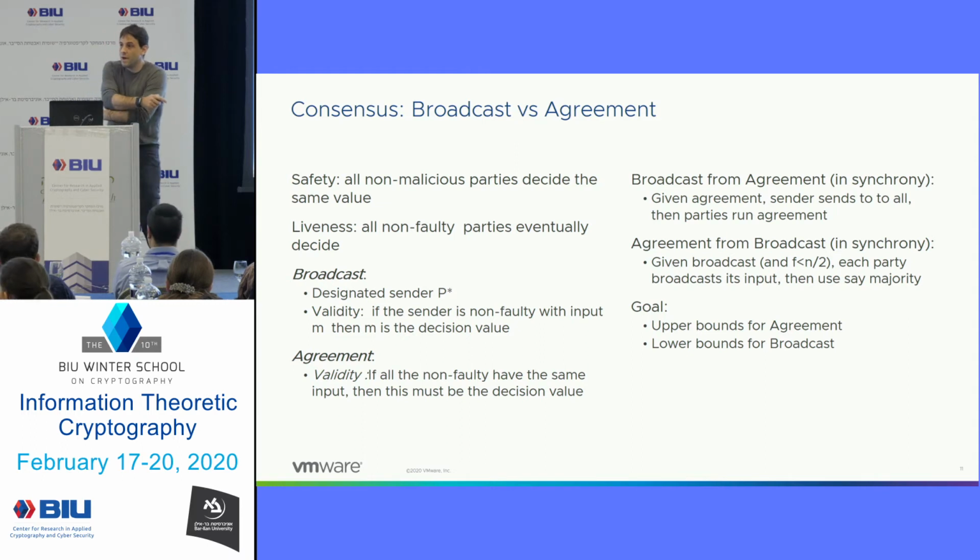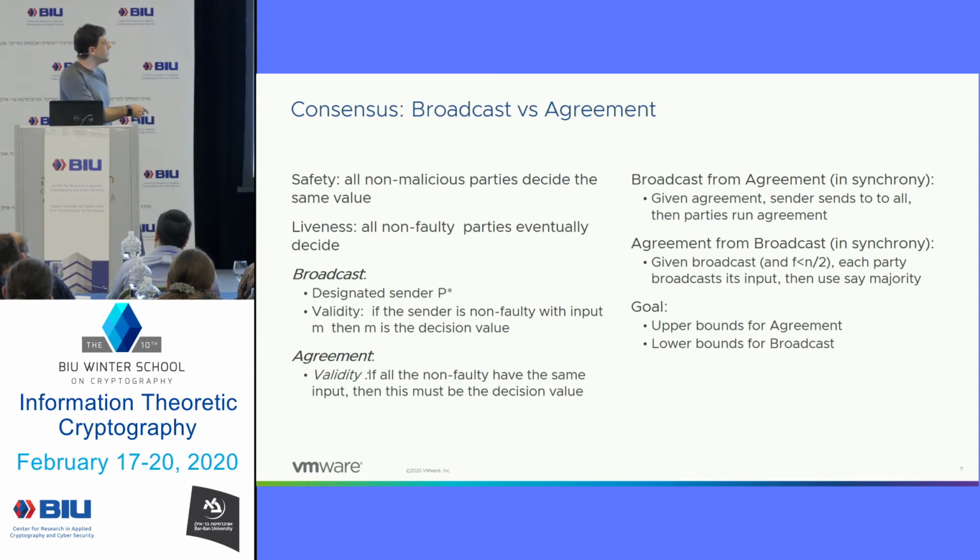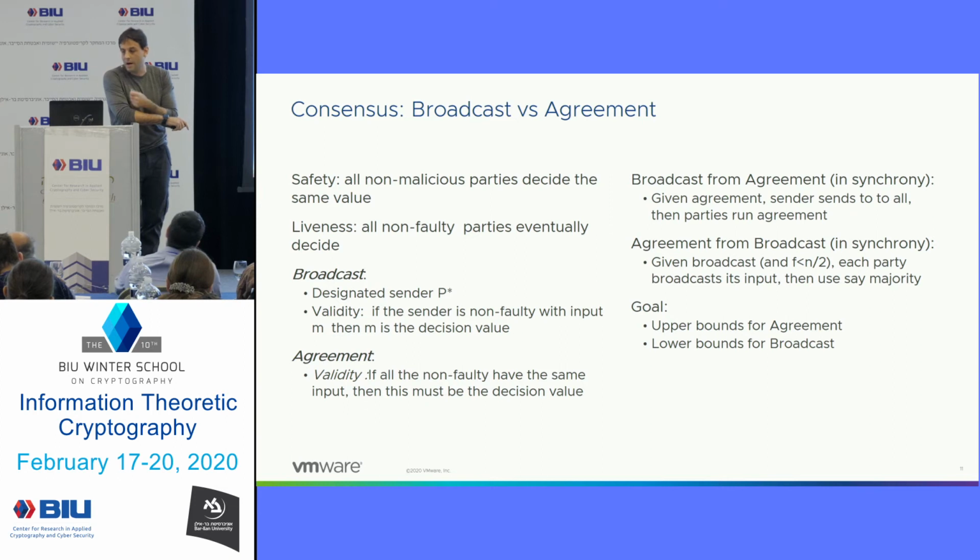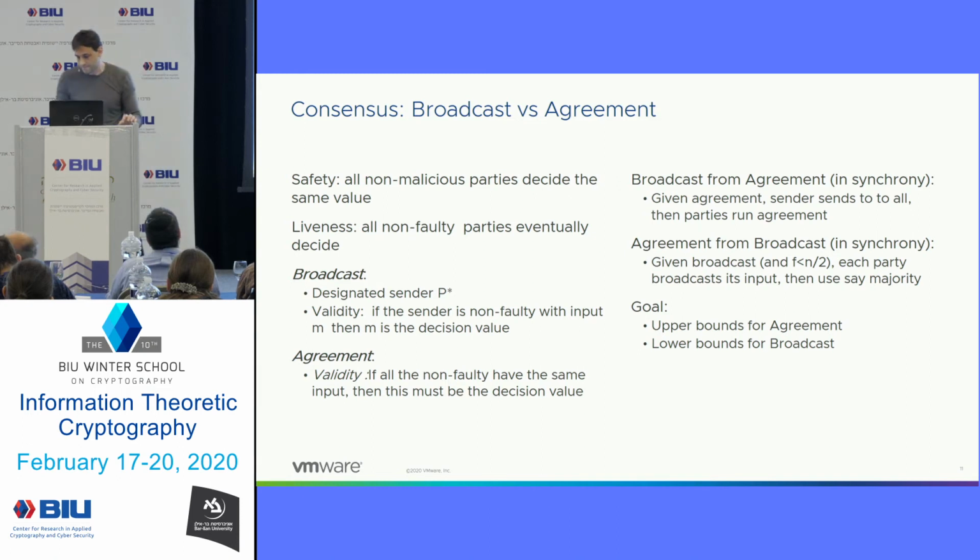Yeah, so every two parties have a point-to-point channel. Right, so since this reduction from broadcast to agreement is frugal, you just use it once, you want to get upper bounds for agreement and lower bounds for broadcast. This will give you the strongest type of reductions when we talk about messages.